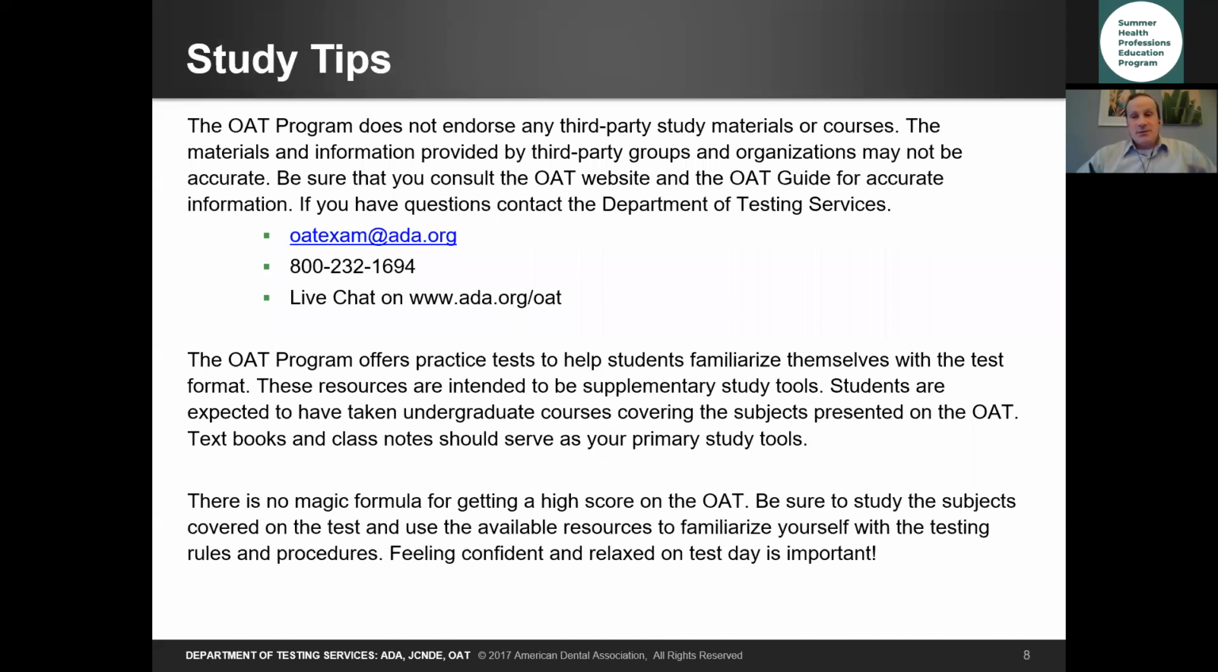So before I get into more specific study tips, I do always give the disclaimer that we do not endorse any third-party study materials or courses. This is not to say that they would not be helpful. We have to give this disclaimer because none of them got the information that they are giving from us. So we cannot guarantee that it is accurate or that it will be helpful.